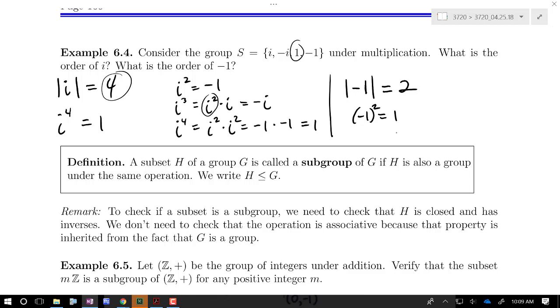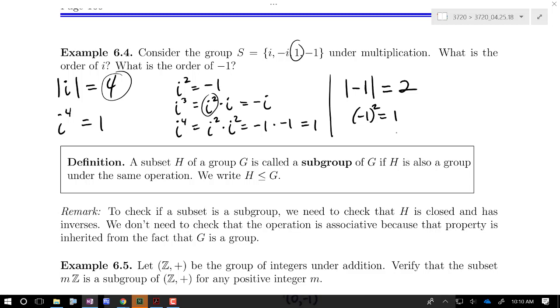If you're not sure what the order of an element is, you can, like we did with i, just go through it. i to the first is obviously i. Then i squared is negative 1. That's not the identity, so the order can't be 2. i cubed is negative i. That's not the identity, so the order can't be 3. The very first time we get to 1 is i to the 4th, so there's the power.